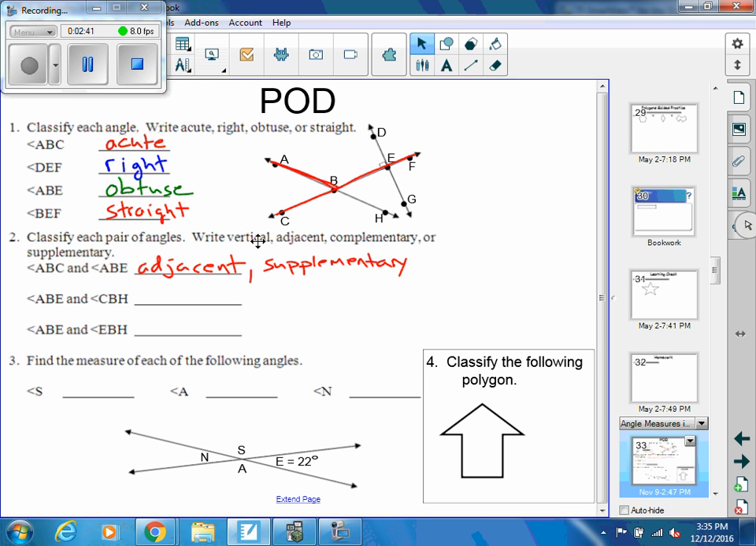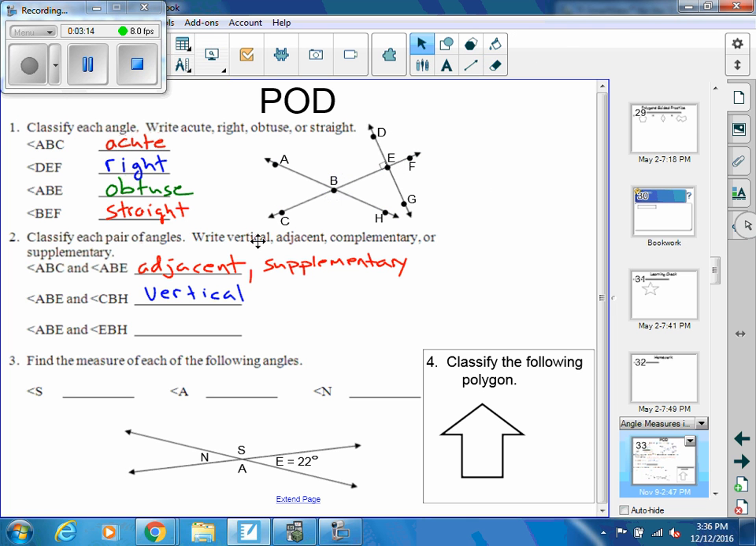Okay, then the next one's here, ABE and CBH. So we're talking about this angle and this angle right there. Well, those are vertical angles. Okay, they're across from each other. We know that they would be congruent.